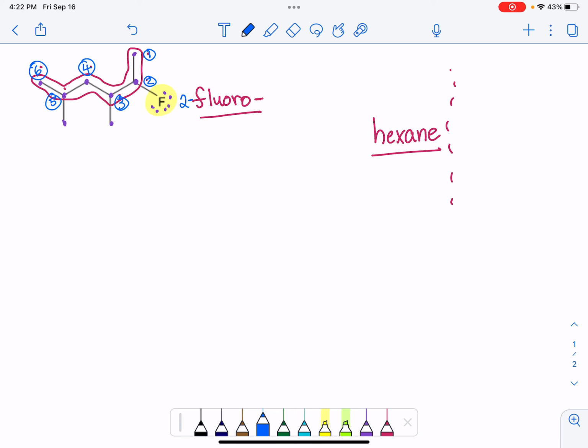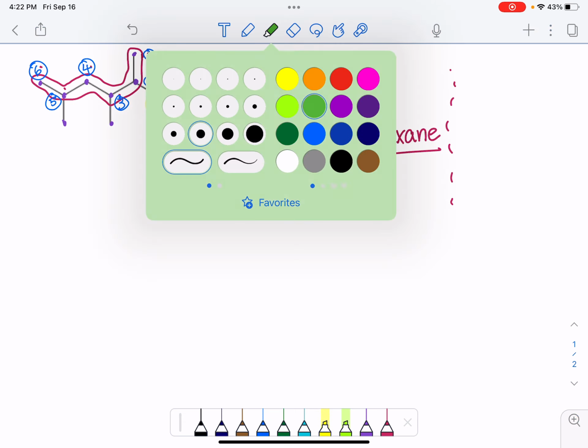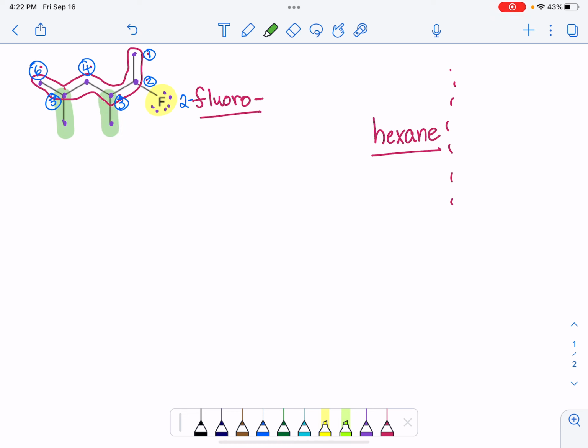There are also, if you'll look at these, substituents here and here. These are each 1 carbon long. That is a methyl substituent. There are 2 of them, so it is a dimethyl, and they are in the 3 and the 5 position.